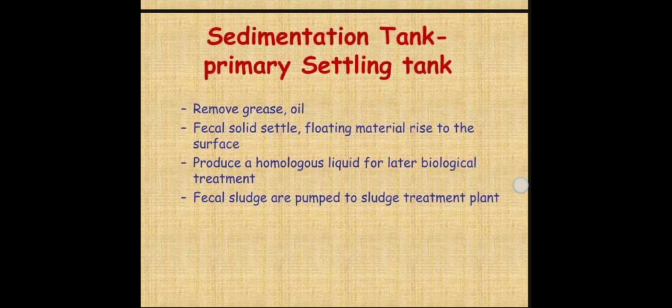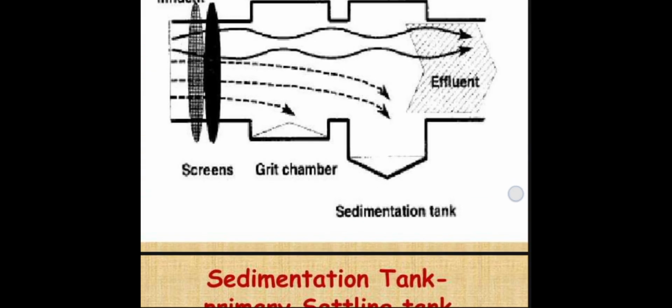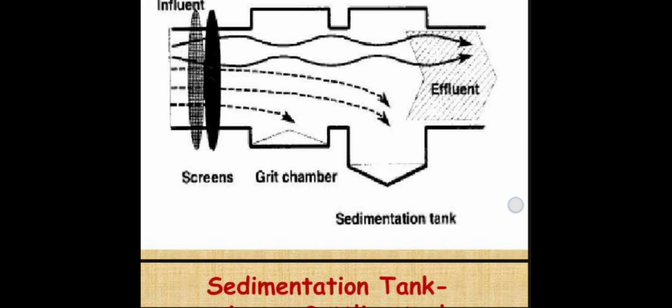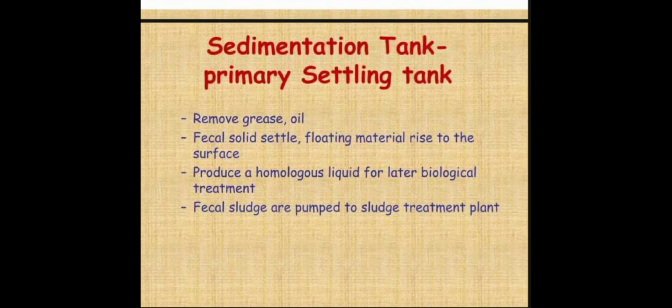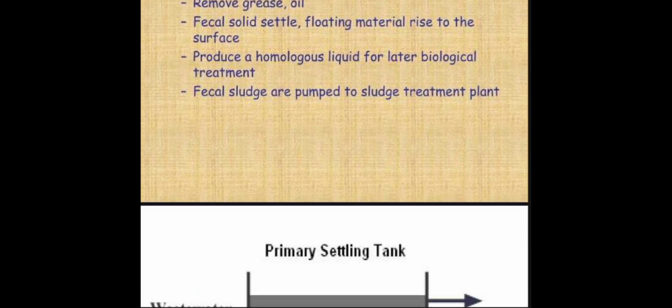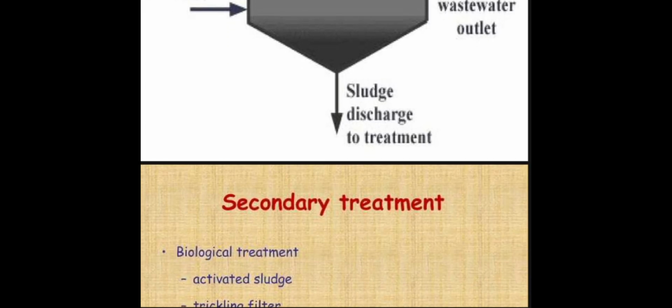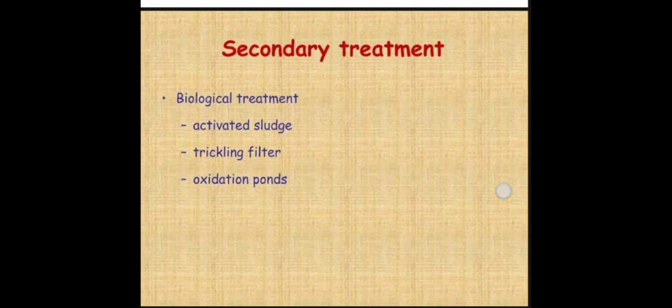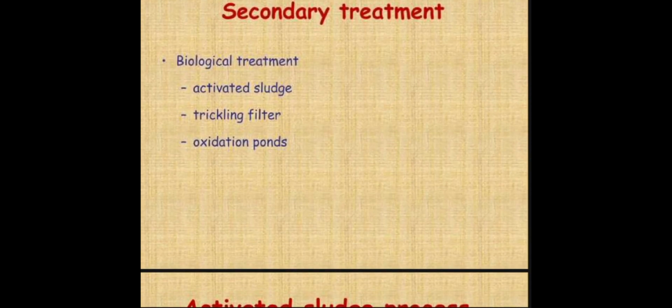Okay, next, after the effluent comes out from the sedimentation tank, secondary treatment will be started. In secondary treatment, there are three types. First one is activated sludge.